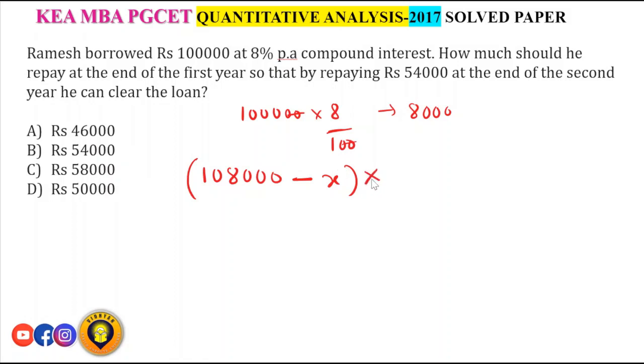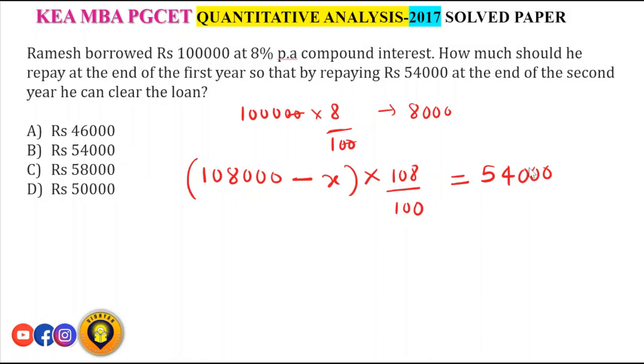So at 8% per annum means total amount will be how much? 108%. 8% per annum interest, right? So second year the amount will become 108% of this value. So this 108% value is now equal to 54,000. Why? Because he is clearing his total loan by paying 54,000 rupees at the end of second year.